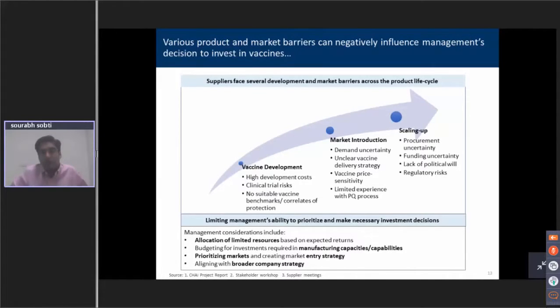This slide captures the various product and market barriers which can negatively influence management's decision to invest in vaccines. This lists that suppliers face numerous barriers in the life cycle of product development. In early vaccine development, there are obviously high development costs. There are clinical trial risks, in terms of whether the product would be good enough as compared to the comparator or the placebo conditions. And there are also no suitable vaccine benchmarks to measure the correlate of immunogenicity or efficacy for the vaccine.